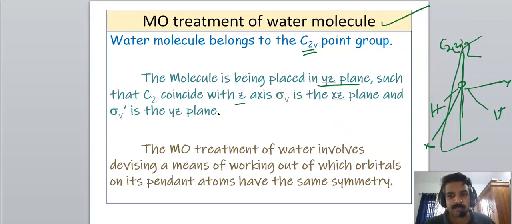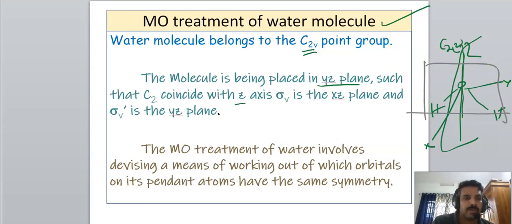and that is this plane, sigma V, and sigma V dash is the YZ plane. Sigma V dash is this plane. Okay, we can see like this. This is the sigma V YZ plane. Okay, and that we already know.